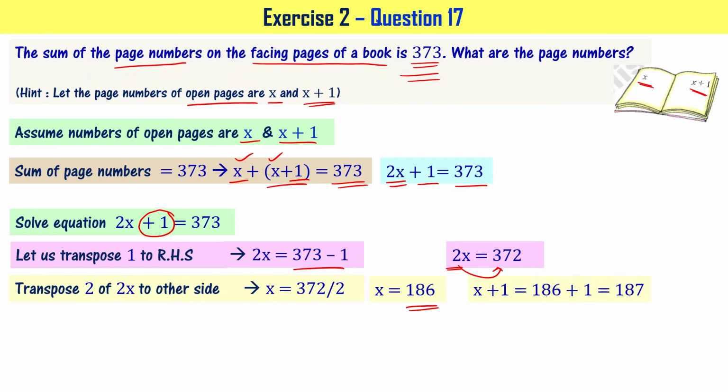Now, one of the pages is 186. The next page is going to be 186 plus 1, that is equal to 187. So to answer the question, the page numbers of the book are 186 and 187, right?